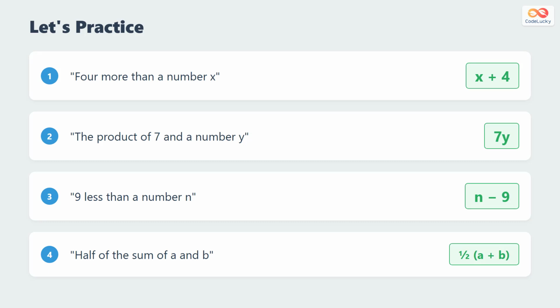Let's practice a few. Number 1, 4 more than a number x. This is addition, so x plus 4. Number 2, the product of 7 and a number y. This is multiplication, so 7y. Number 3, 9 less than a number n. Remember the trap, swap the order. It becomes n minus 9. And number 4, half of the sum of a and b. We write 1/2 and then in parentheses a plus b.